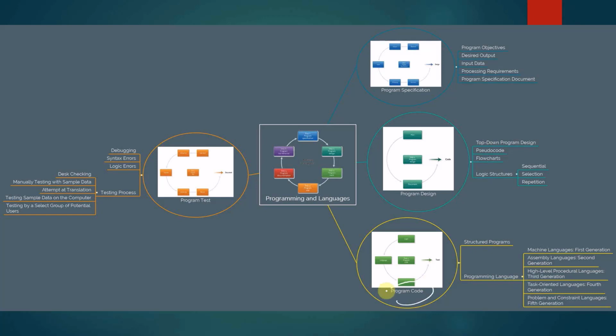After you've written your program, we need to test the program. And that's what debugging is. We're trying to eliminate errors. There are two types of errors. There's what's known as syntax errors. A syntax error is a violation of the rules of the programming language.